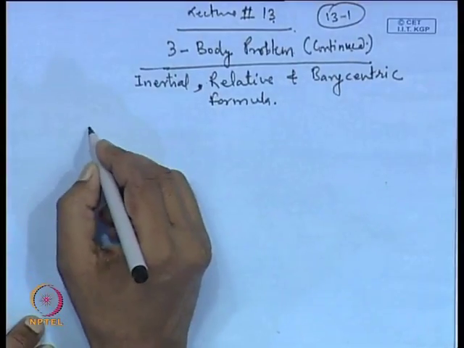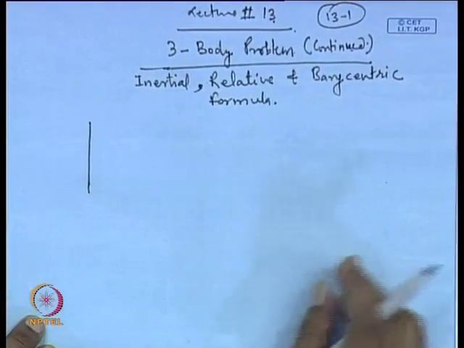Okay. In the last lecture, we started with the n-body problem, and then we constructed the equation of motion for the ith body. Starting with that again, today we derive the equation of motion in the inertial reference frame, the relative motion, and then the barycentric formula. Thereafter, because there is no generalized solution, we go into the three body restricted problem, or restricted three body problem.